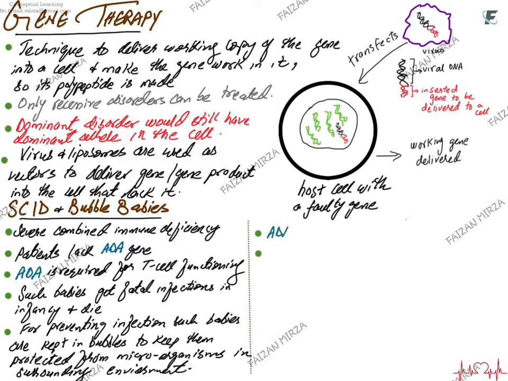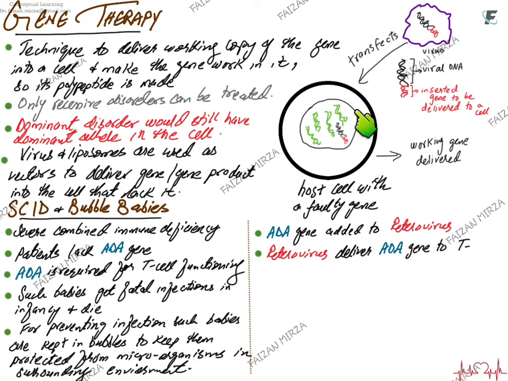Gene therapy comes to help. So if you add the ADA gene into a virus and add the virus to the host cell, the gene can be delivered to the host cell. Retrovirus was used initially to deliver the ADA gene in the same way as I explained here, into the T cell. So this was the T cell, this was the retrovirus. In this way, the T cell ended up getting the gene for ADA, and the SCID disease got cured.